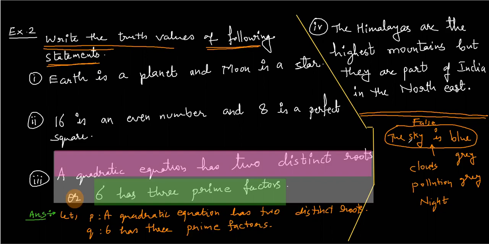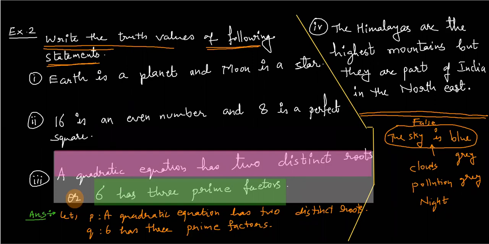Why? Because if I'm saying the sky is blue, I'm making an assertion, a declaration, which is not always true. The same way, if someone says a quadratic equation has two distinct roots, it is not always true, because we know a quadratic equation can have equal roots. Many times you solve a quadratic equation and you find that it has equal roots. So the first one is false.